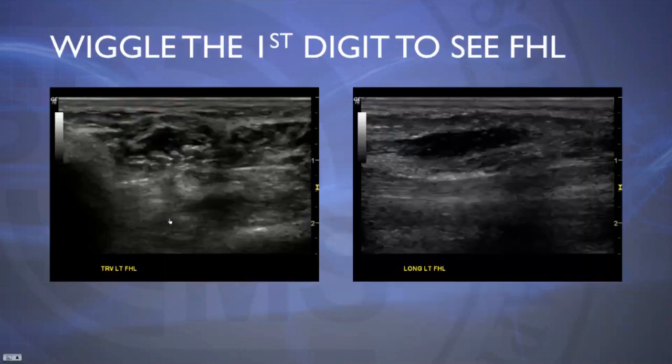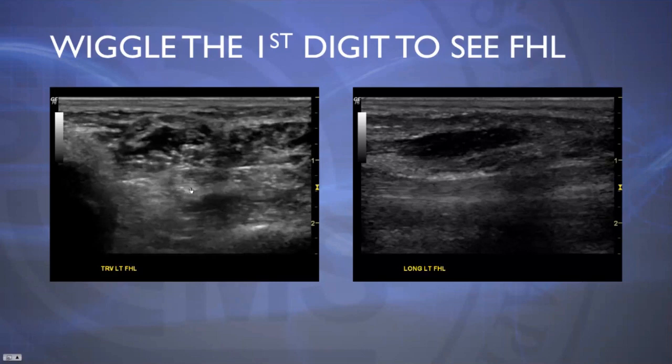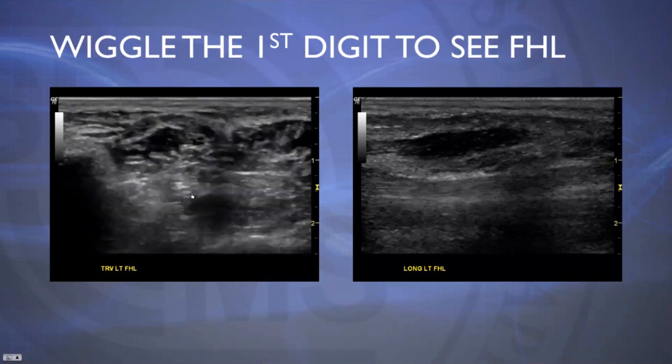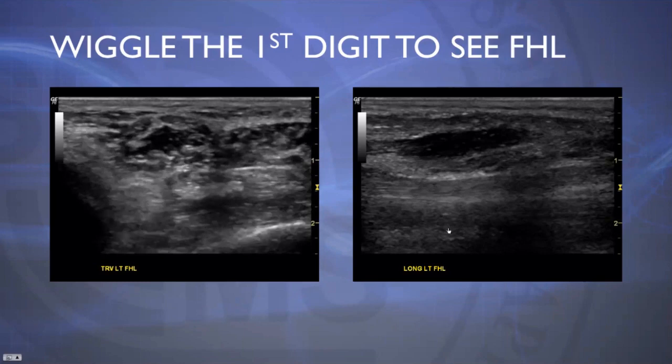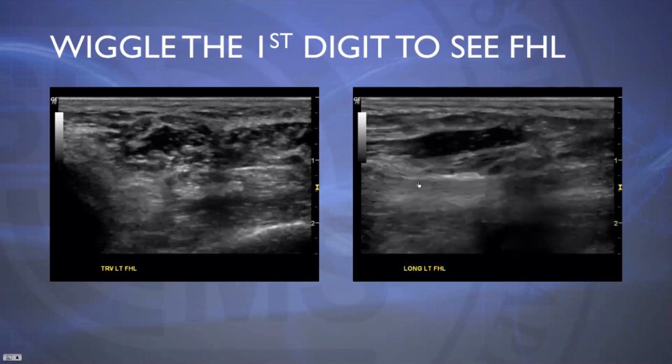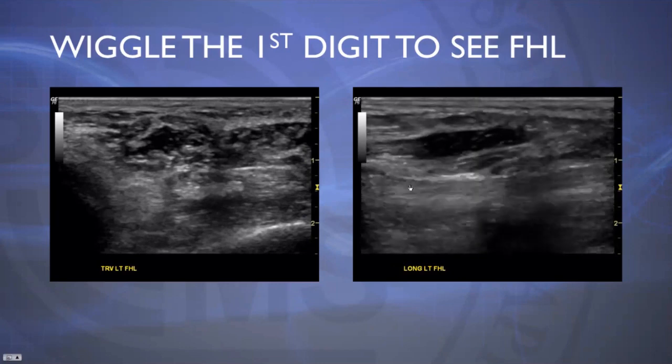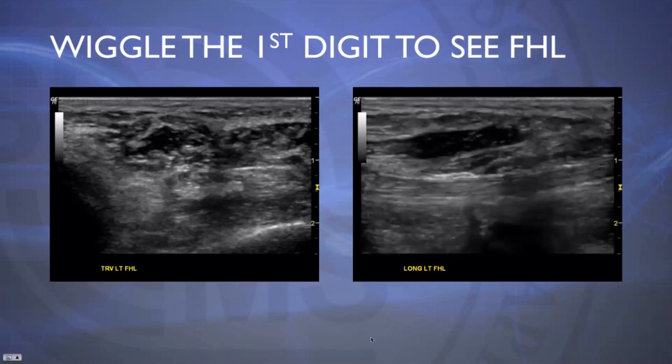So by playing this here, this is in transverse, and we're able to see that tendon beautifully here wiggling when we wiggle that first toe. In longitudinal, you're seeing it here, and we're moving that large first toe. We're able to move that tendon to confirm that truly is FHL.